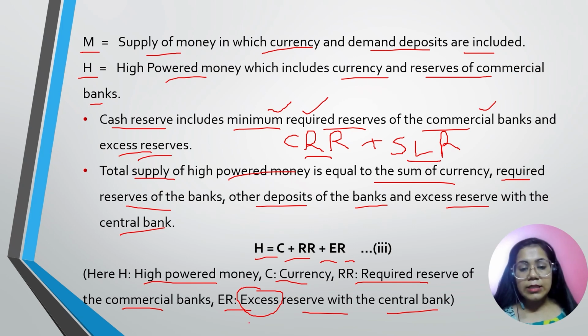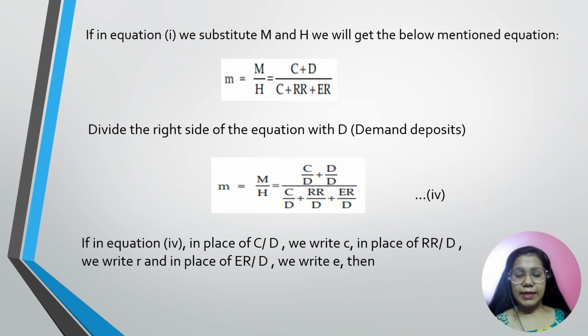So this is not a required reserve. Okay, so let's go to the next slide. So if in equation 1 of money multiplier we substitute the values of M and H, we will get the equation money multiplier is equal to M upon H. Now M is C plus D and H is C plus RR plus ER.